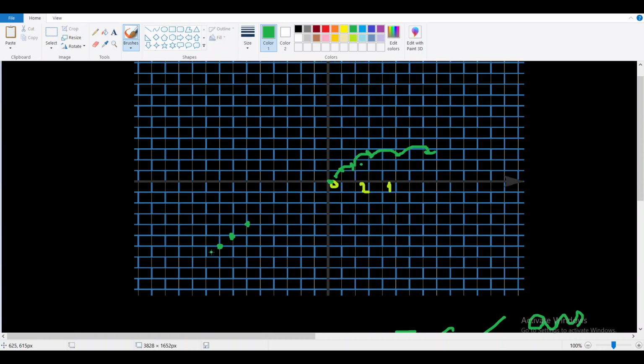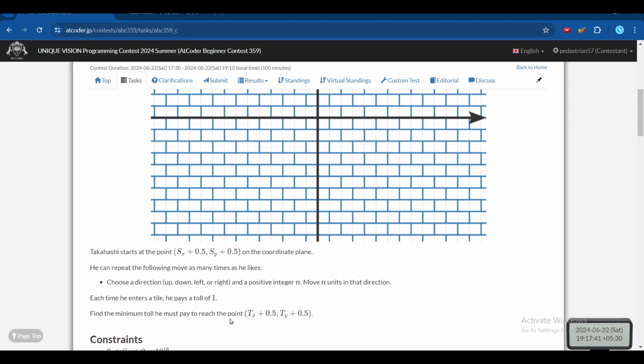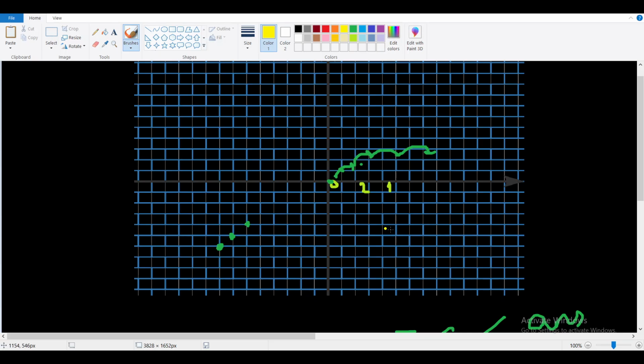I am saying that we are at some point, but we are not exactly at some point. Here you can see that we are at Tx plus 0.5, Ty plus 0.5. So let's say we are at this point, then we have to find the leftmost corner of this tile. Let's say we are present at this position, then our point will be this one.